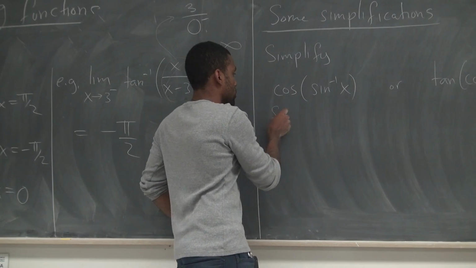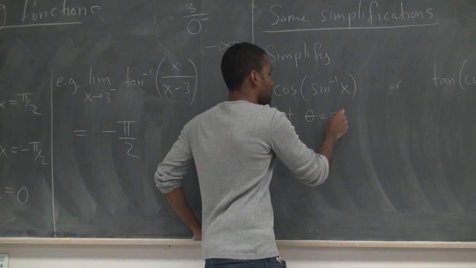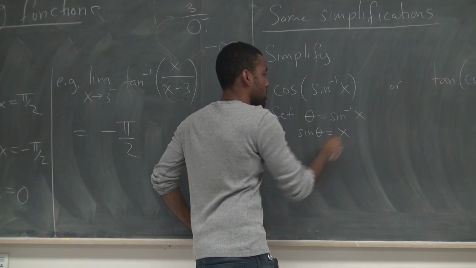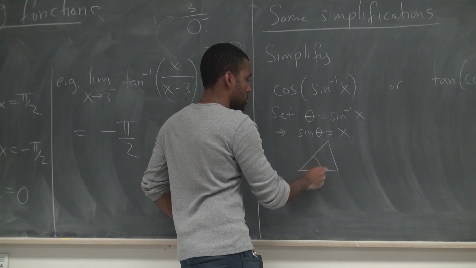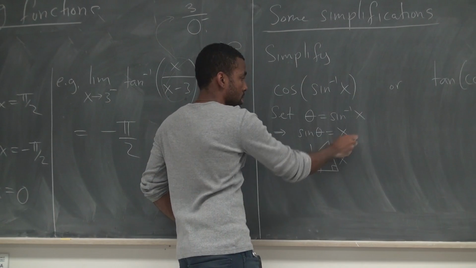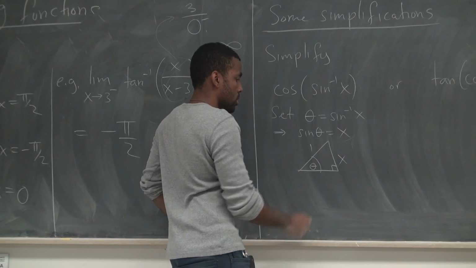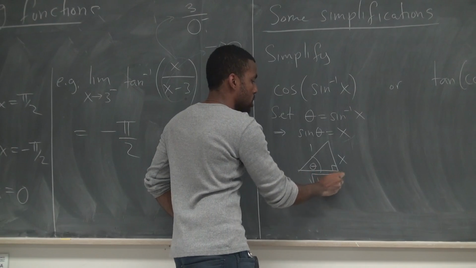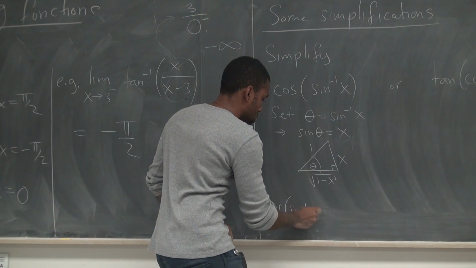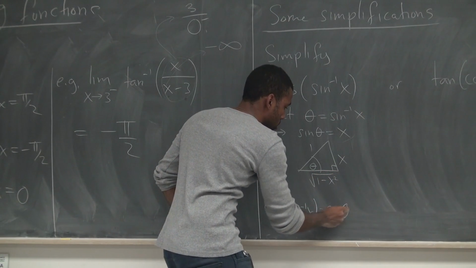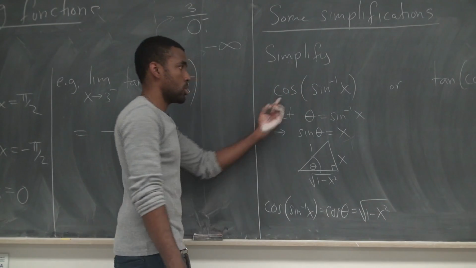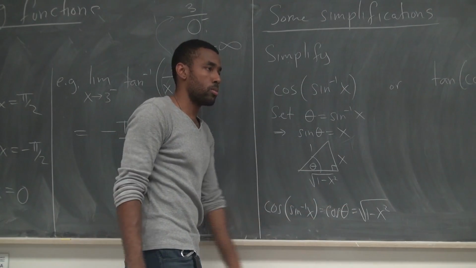Remember we said theta equal to sine inverse of x, which means sine theta is equal to x, which means we could have gotten a triangle where this would be x, that would be 1, because this is x over 1, opposite over hypotenuse. This guy would be the radical of 1 minus x squared, so that cosine of sine inverse equals cosine of theta, which is just the radical of 1 minus x squared. So cosine of sine inverse is the radical of 1 minus x squared.